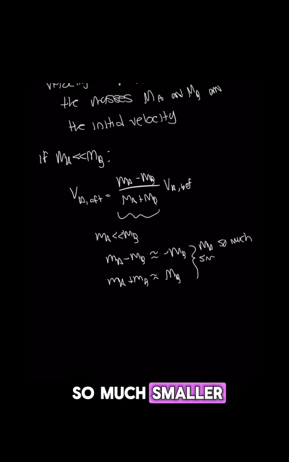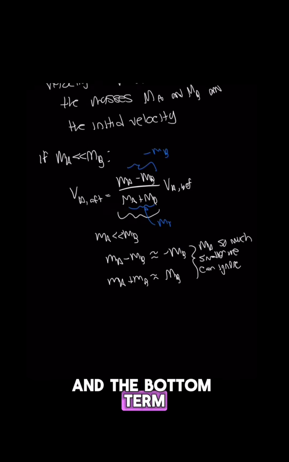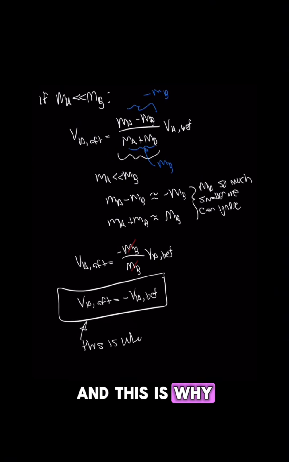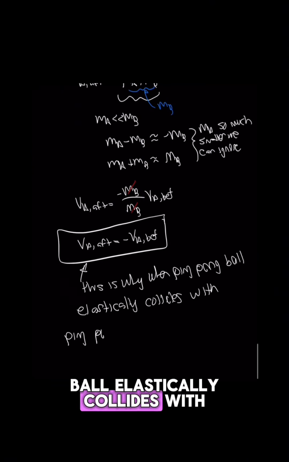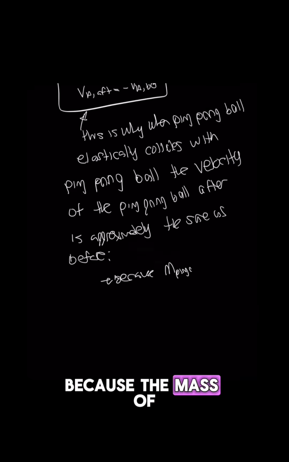Since mass A is so much smaller, we can almost completely ignore it. So that means we can replace the top terms with negative MB and the bottom term with MB, and if we do that, we get this, and then that cancels out, giving us this final expression here. And this is why when the ping pong ball elastically collides with the bowling ball, the velocity of the ping pong ball after is approximately the negative of its velocity before, because the mass of the ping pong ball is so much smaller.